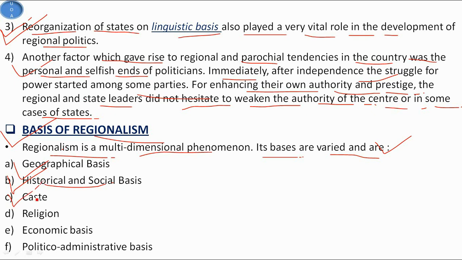So an important example of caste factor providing impetus to linguistic regionalism can be seen in the case of Tamil Nadu. Tamil regionalism gained ground as a result of non-Brahmin movement. Non-Brahmin caste of Tamil-speaking region had been able to provide a powerful united thrust against Brahmin who had enjoyed unquestioned dominance in economy, society and polity. And the third basis is the religion.